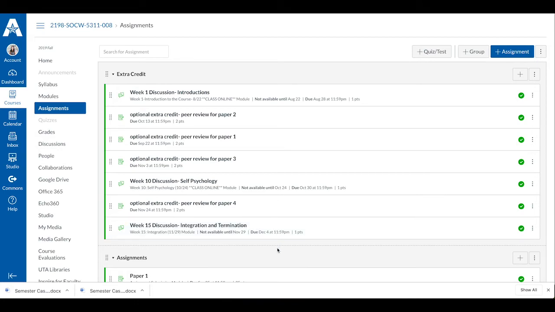So in total, you have the opportunity to raise your grade by 11 points or 11%, which is pretty significant and can get you from a 79, which would be a C, to a 90, which is an A. So I really highly encourage you to take advantage of these extra credit opportunities.